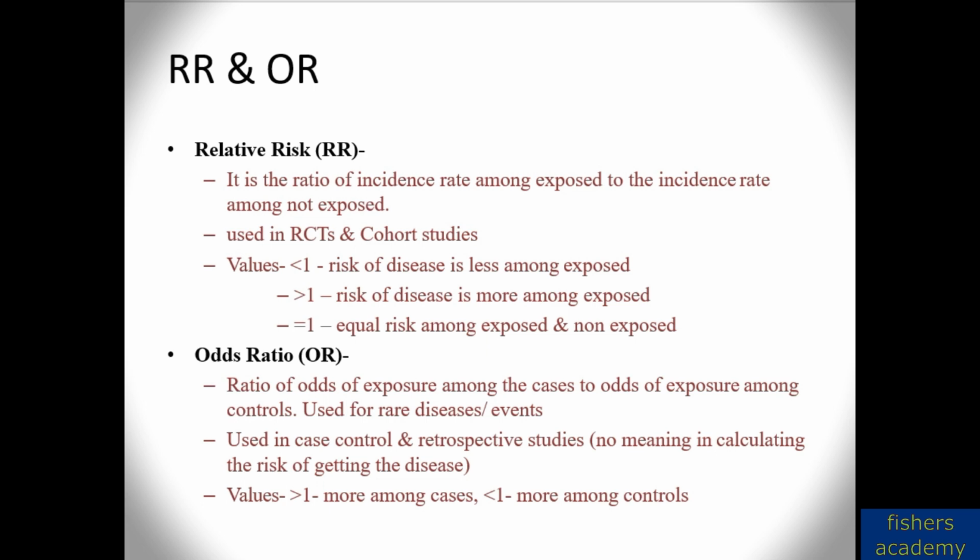What is the odds ratio? Usually it is represented as OR, or odds ratio. It is the ratio of odds of exposure among the cases to odds of exposure among controls, used for rare disease events. Relative risk is used in cohort studies or RCT studies, randomized clinical trials, and odds ratio usually in case-control and retrospective studies. There is no meaning in calculating the risk of getting the disease. Suppose the value is greater than 1, more among cases; less than 1, more among controls.